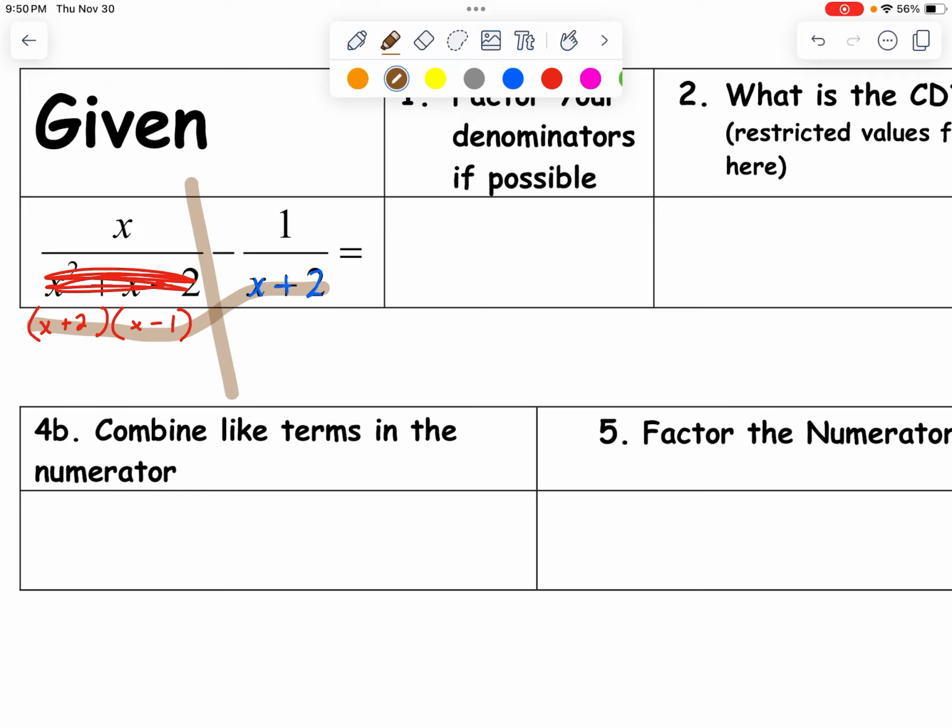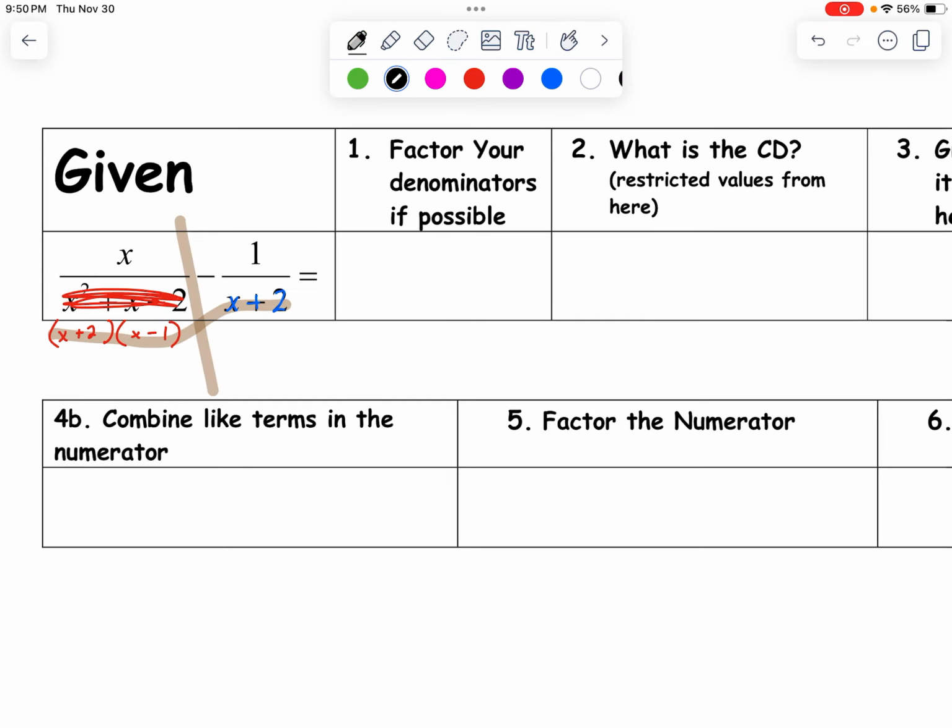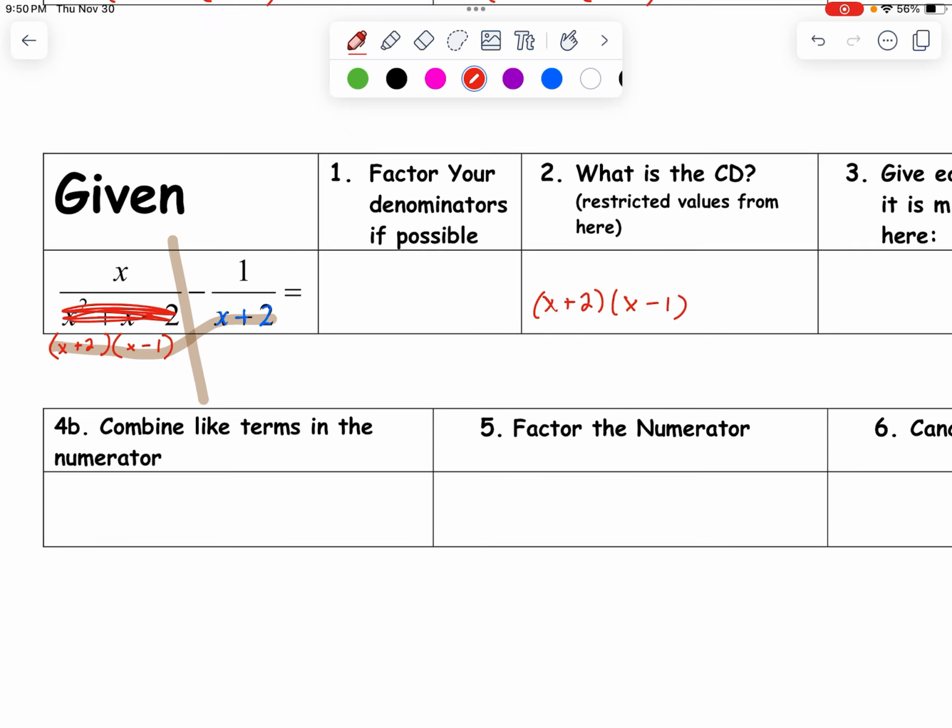Remember, that's a whole separate fraction. What's your common denominator, please? X plus 2 and x minus 1. Do we need an extra x plus 2? No, because the second fraction already has it, and it doesn't have 2 of them.